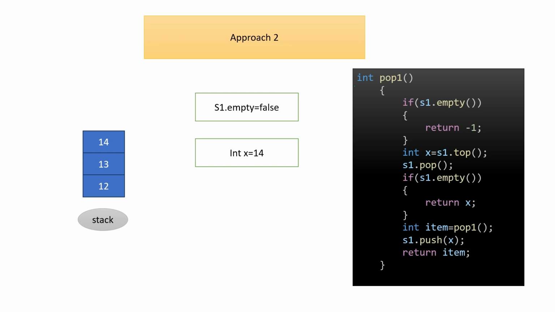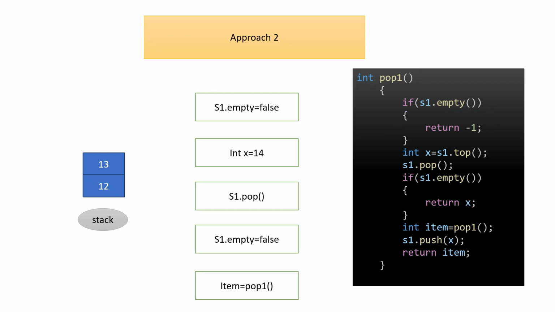Initially I created an int pop function. It means that we dequeue the element from the stack. We expect that we want to delete the element 12. We are not using the second stack. We simply check if our stack is empty. Here s1.empty is false, so we come forward to the next step where we save the top element of the stack in the x variable, and we just pop the top. So this is how the top will be deleted.